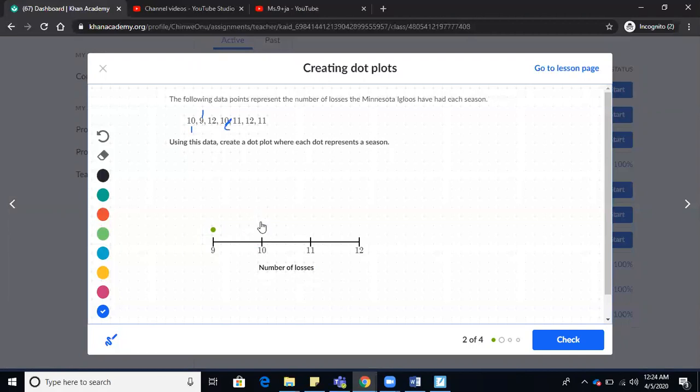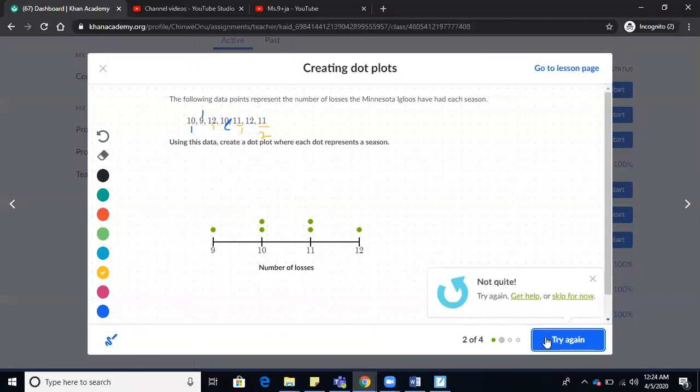So I'm going to click 2 times. And you're just going to click on it. And then 11, that's 2 times as well. 1, 2. So 11 should have 2 dots. And for 12 losses, they've had 1 season where they had 12 losses. So I'm just going to click 1 dot. And that's how you do it.